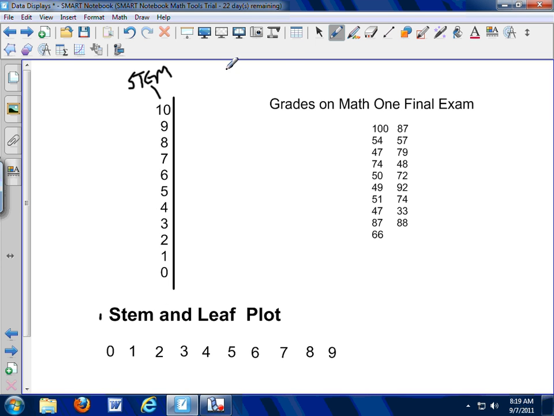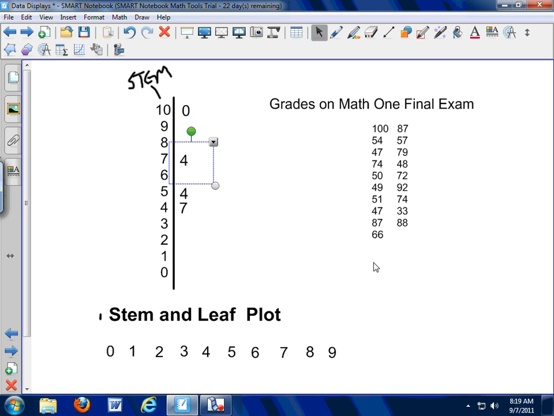So if I'm looking to put 100, I grab the 0 and put it right here. That represents 100. I've got a 54, I grab the 4, and I put it right next to that. Next number is 47, so grab hold of it, and now I've got myself a 47. And then I go down to the 74, and I get 74.